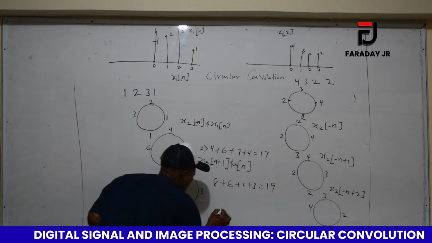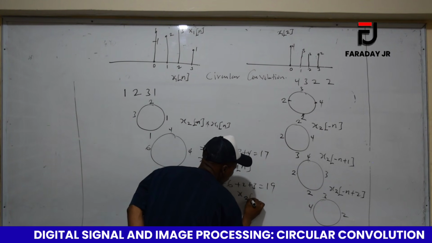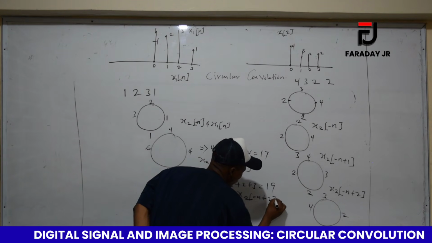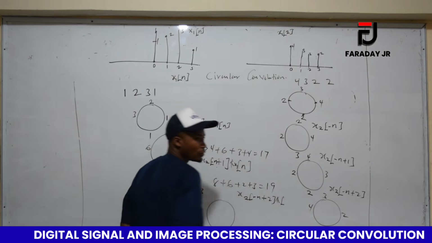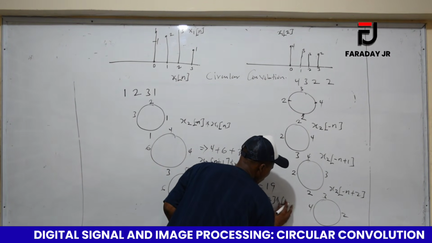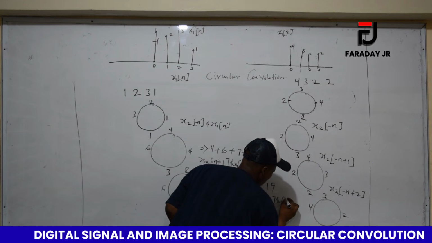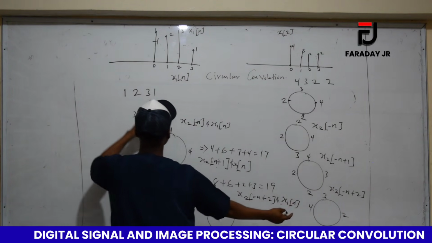Now we come to the main signal. So here we are going to find x2 of minus n plus 2, right? Convolving with x1 of n. Thank you. So here we are going to multiply the main signal.